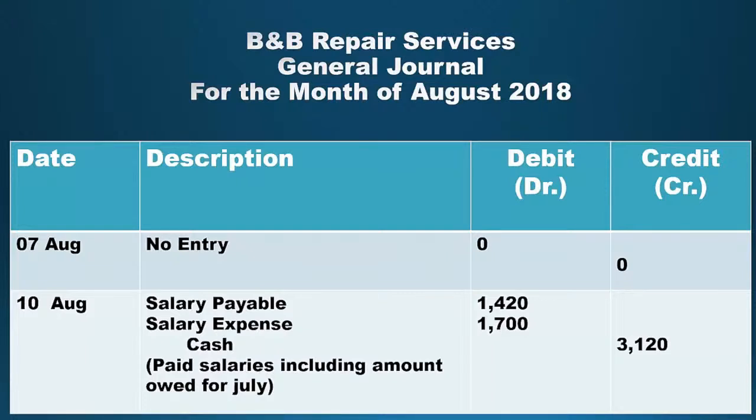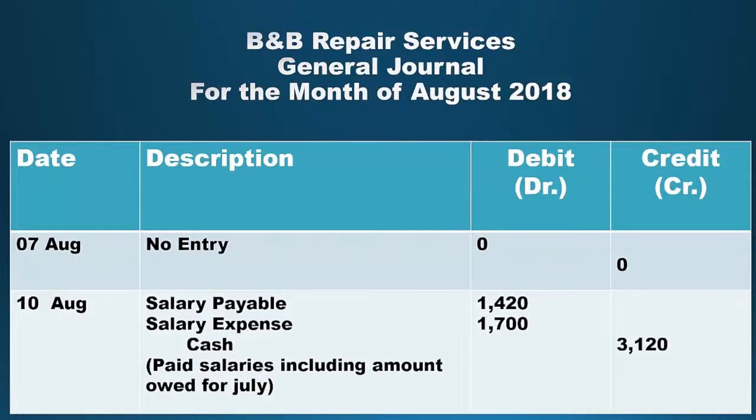August 10th, paying salaries. Step 1. What happened? The company paid $3,120 in salaries to employees. This includes $1,420 that was owed from July and $1,700 for salaries earned in August.